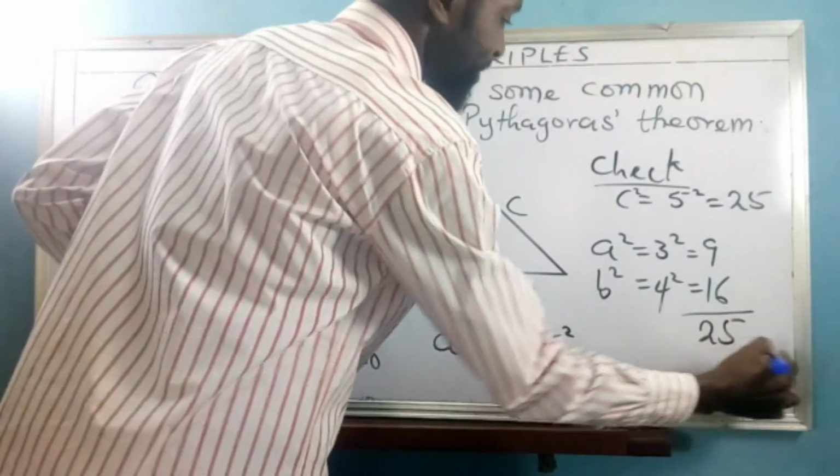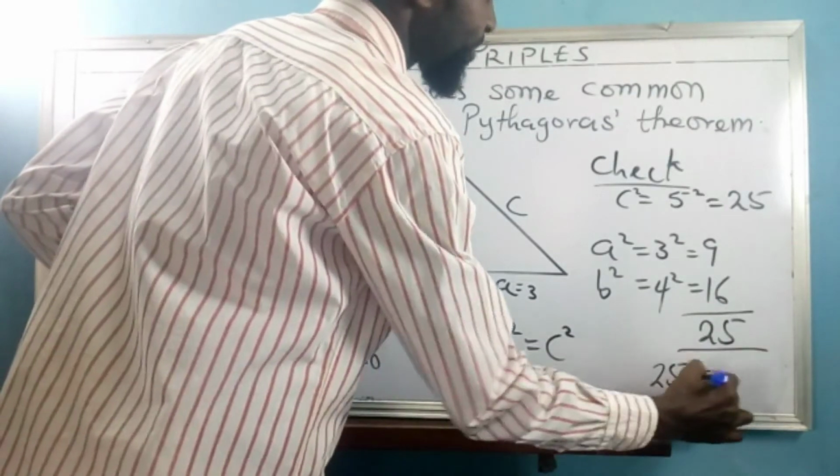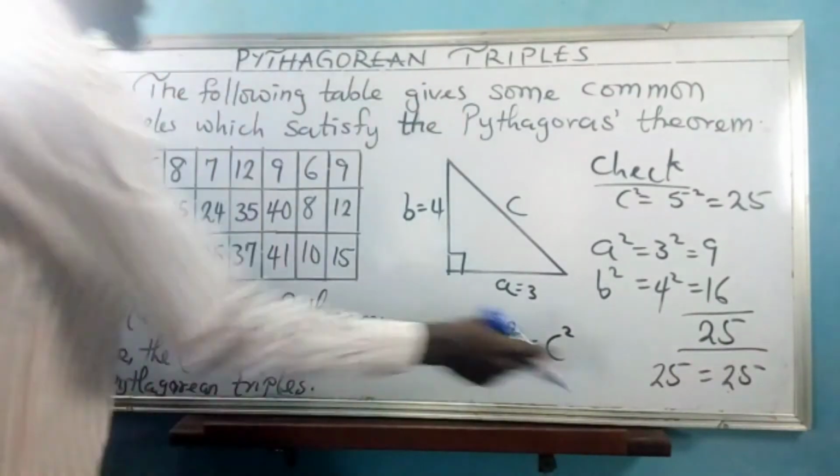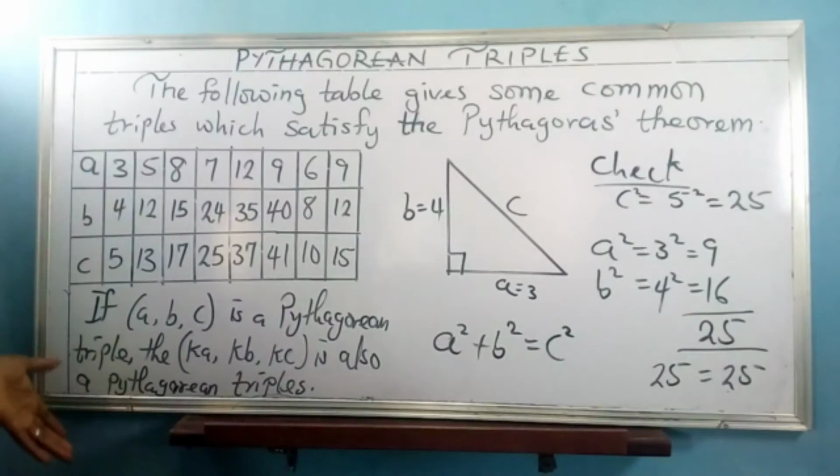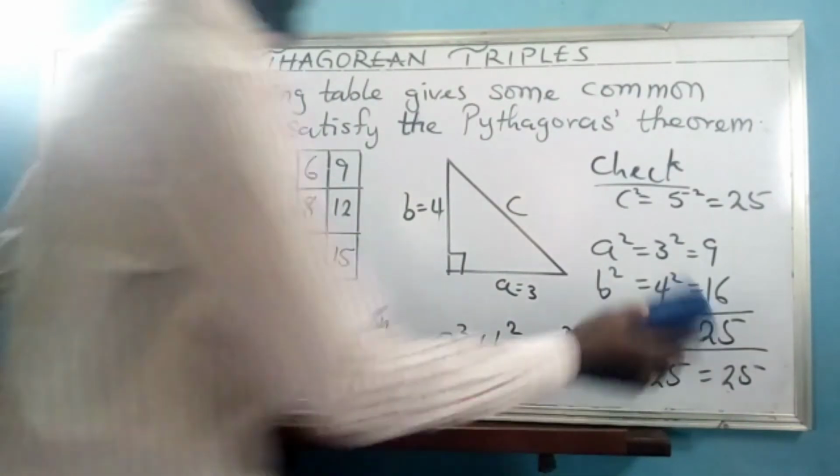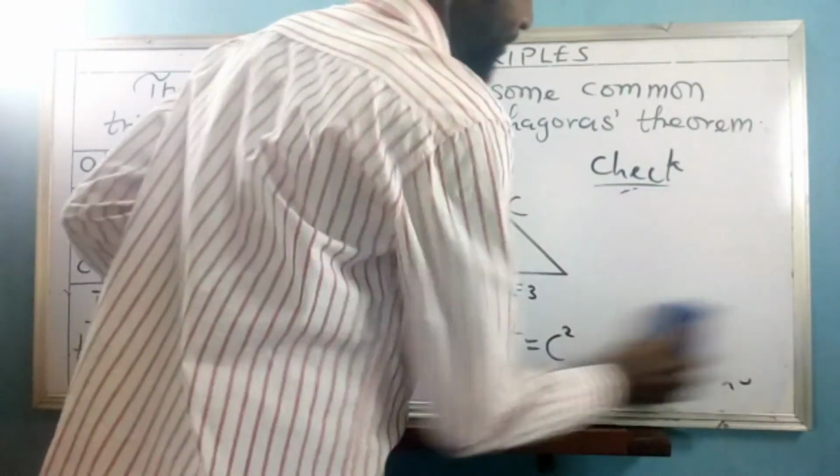25. That's very good. So 25 is equal to 25. That is what this is saying. Do you see that now? Is it clear enough? Don't forget, we're not going to waste time on this area today. Let's try the second part.